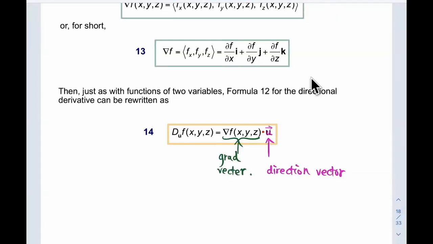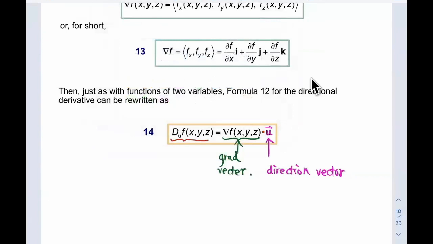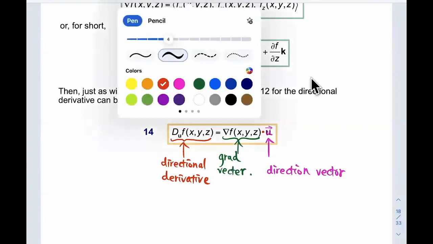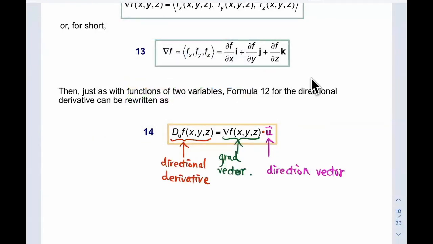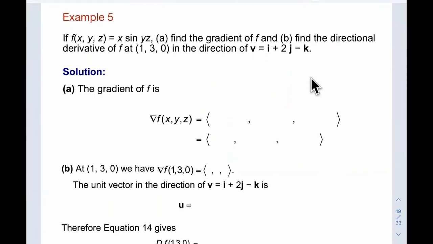And what is this one over here on the left side? Let me choose a different color. This one over here is the directional derivative. So this formula says that the directional derivative is the gradient vector dotted with the direction vector, and this is the dot product. That's the important formula to remember. Let's try some examples so that we can understand this better.